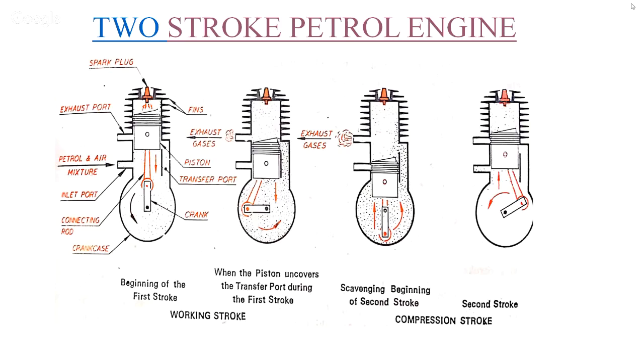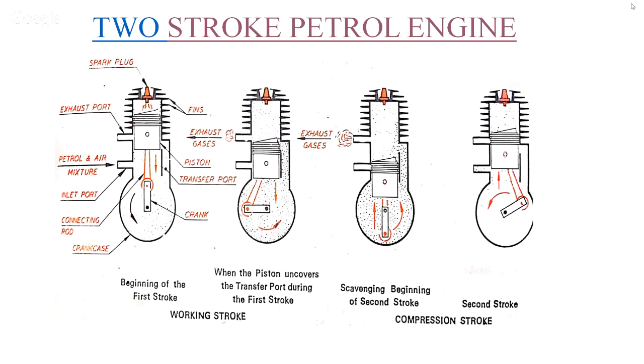At the end of compression, a spark from the spark plug comes in contact with the compressed charge and ignites the air petrol mixture, and energy develops and high pressure gases are released. This is called ignition. Due to the high energy, force acts on the piston. Therefore, the piston is pushed downwards with a great force. This is called expansion.